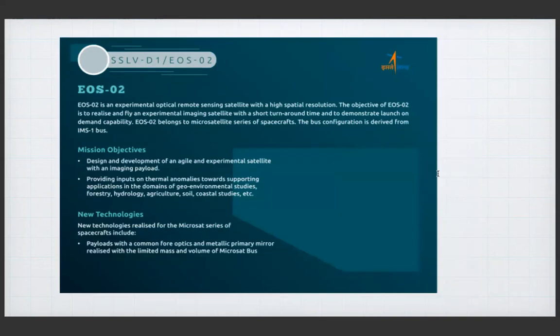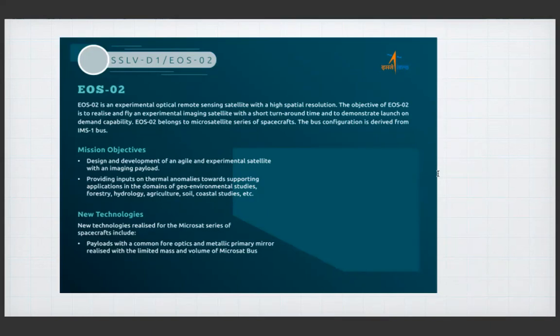EOS-02 is an experimental optical remote sensing satellite with high spatial resolution. The objective of EOS is to realize and fly an experimental imaging satellite with a short turnaround time and demonstrate launch on demand facility. So this is an experimental satellite. Mission objectives: design and development of an agile and experimental satellite with an imaging payload, providing inputs on thermal anomalies, supporting applications in geo-environmental studies, forestry, hydrology, agriculture, and soil and coastal studies.